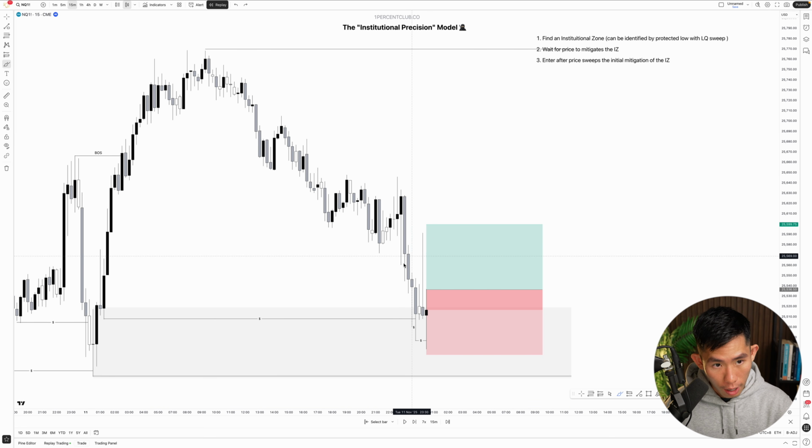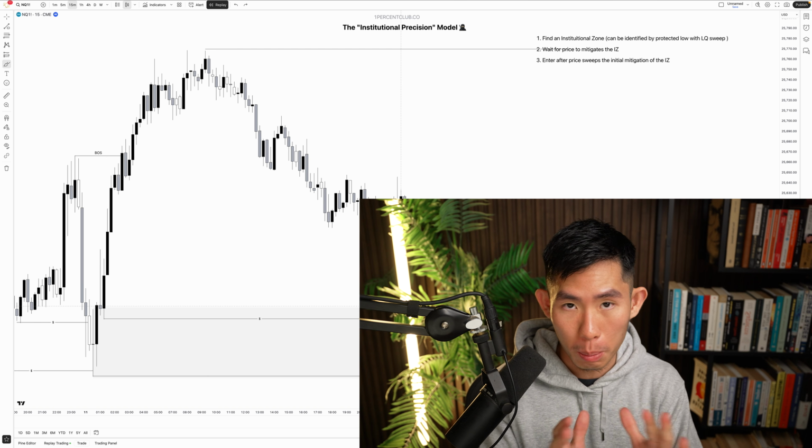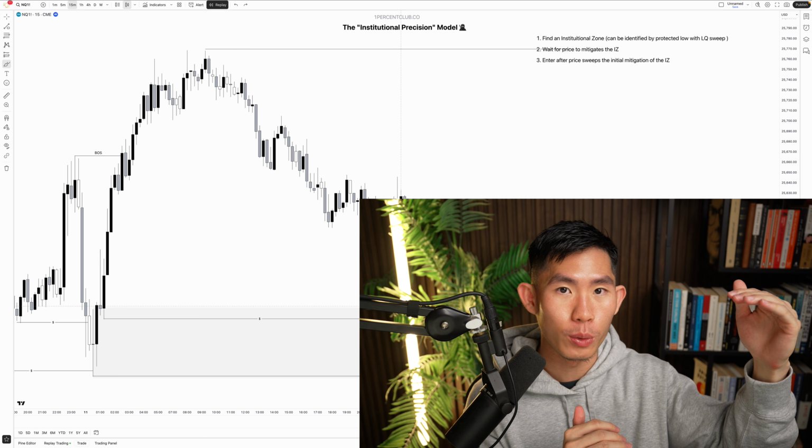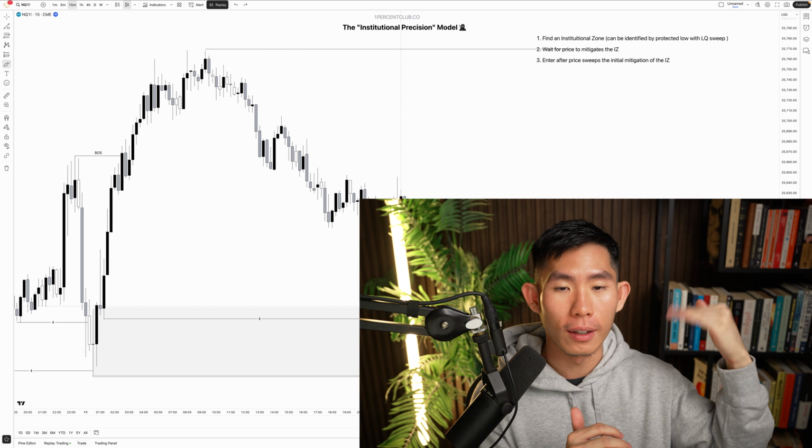I entered right after price swept the initial mitigation itself, right? Once again, I didn't enter on the initial mitigation. No, I entered after price sweeps the initial mitigation. I entered after price swept all the available liquidity. Once again, just to keep it super duper simple, this pretty much reduces the chances of you getting stopped out, of you being the liquidity.